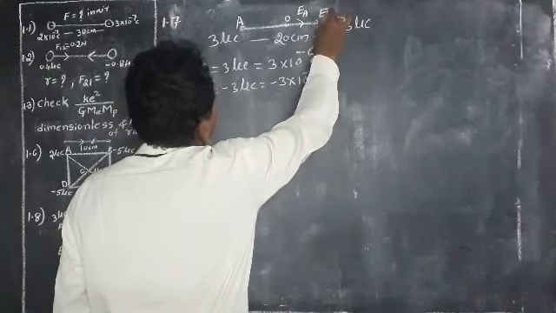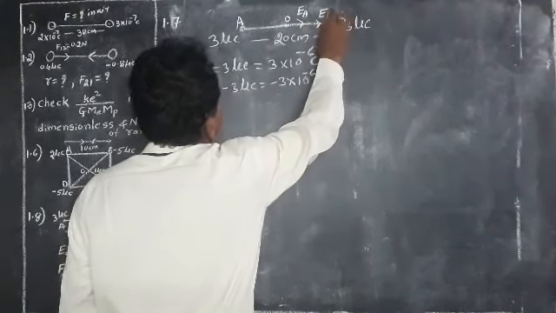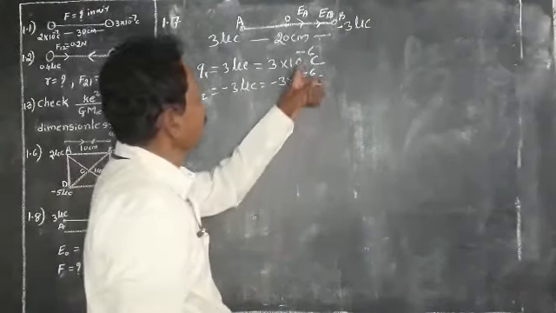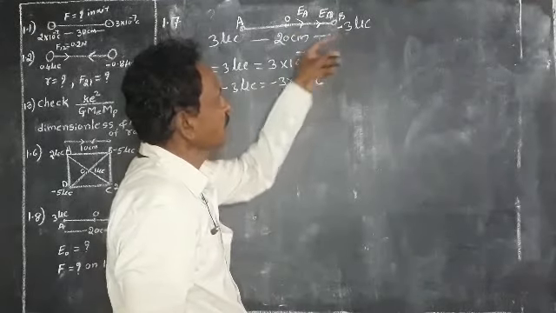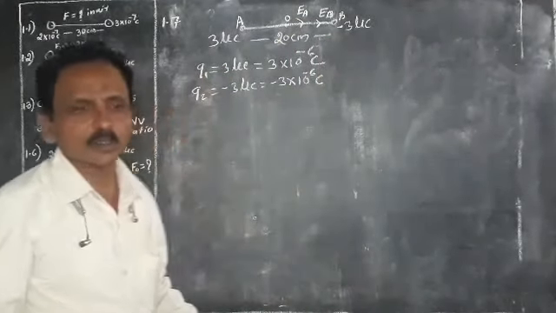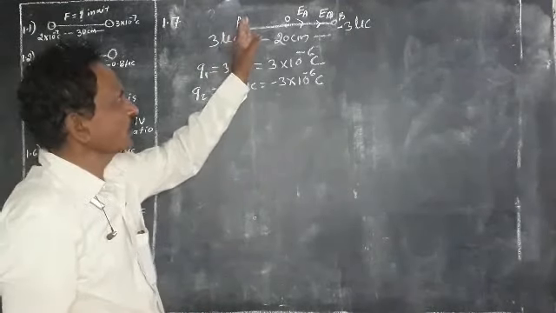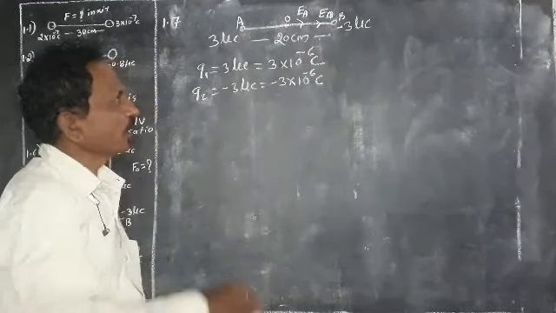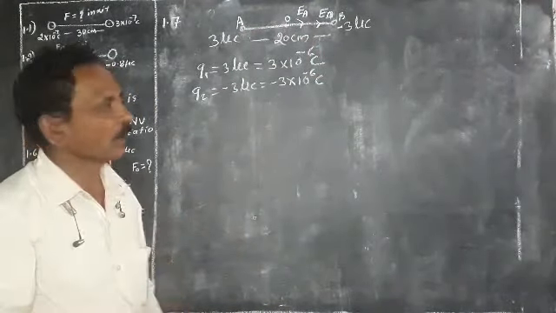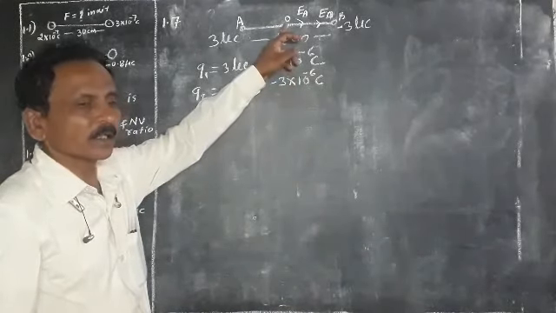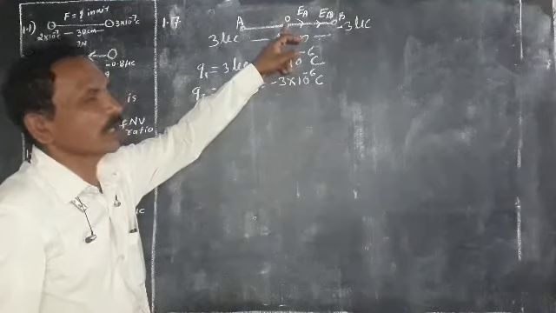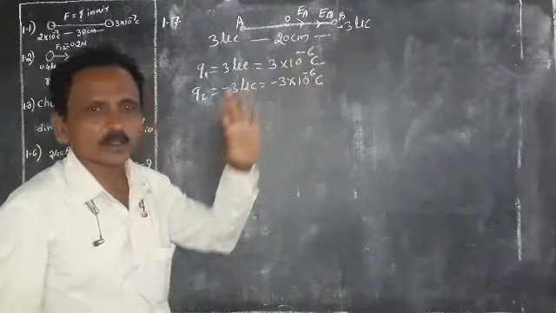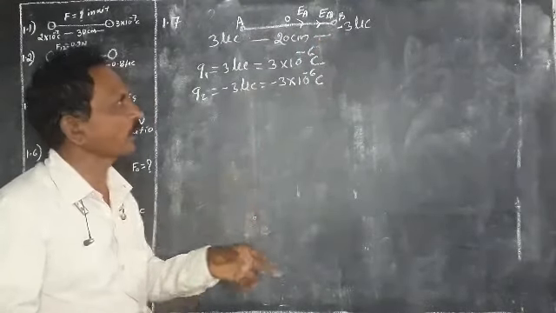Both EA and EB, field due to charge at A is away from the positive charge, and field at O due to negative charge is towards the negative charge. Therefore, both fields due to charge at A and charge at B are in the same direction. Therefore, total electric field at O is equal to the sum of electric fields due to charge at A and charge at B. This is the total or net electric field at O.